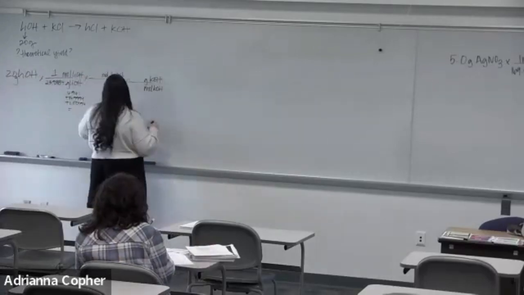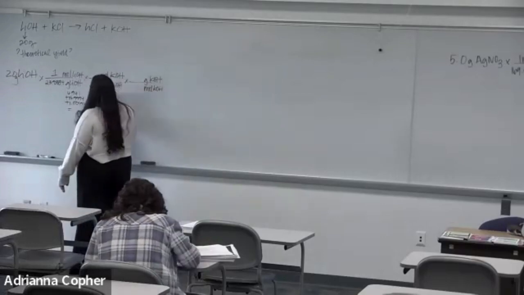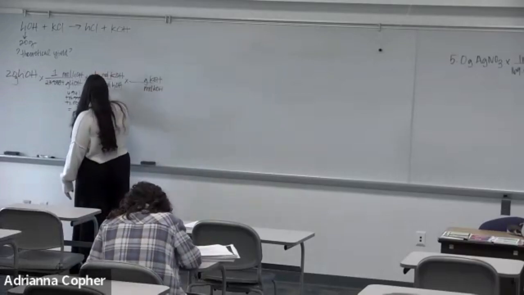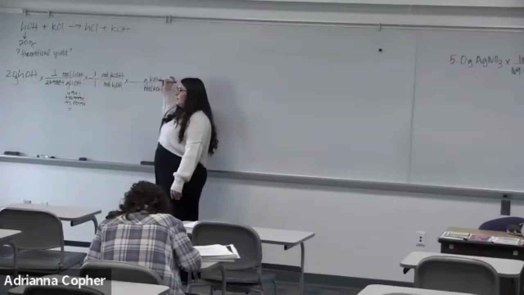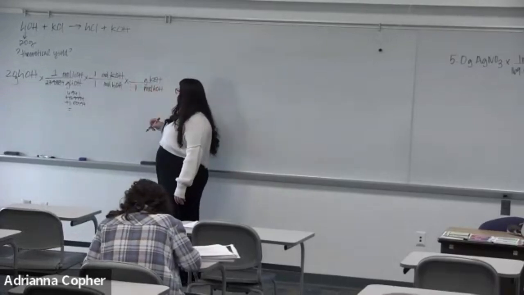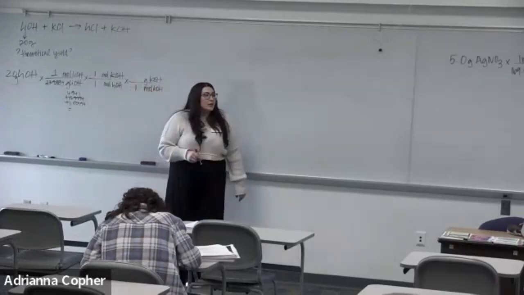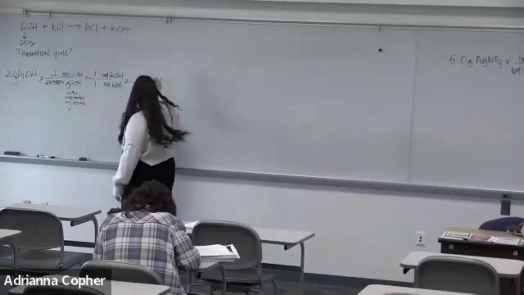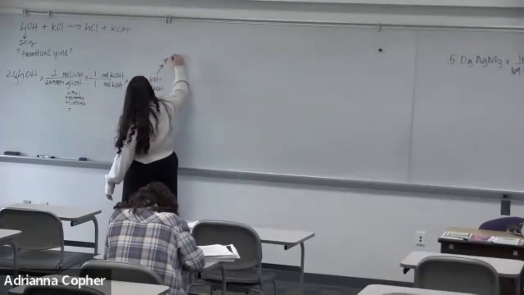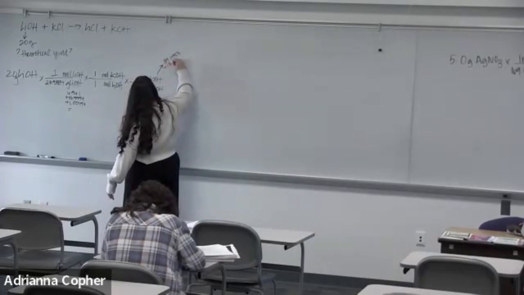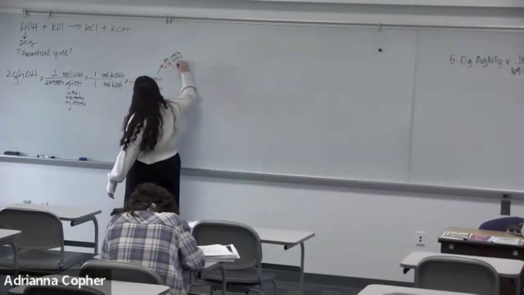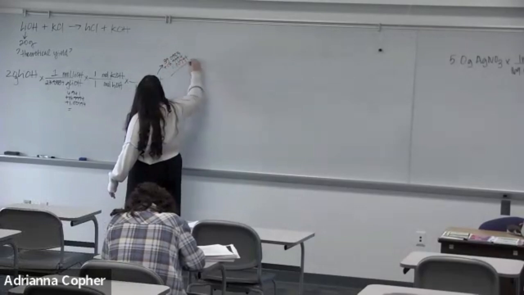Okay. Our mole ratio, how many moles of KOH do we have? 1. How many moles of lithium hydroxide? 1. How many moles of KOH in grams of KOH? 1. And then our formula mass for KOH. So K is 39.0983. 39.0983 plus 15.9994 plus 1.0079.